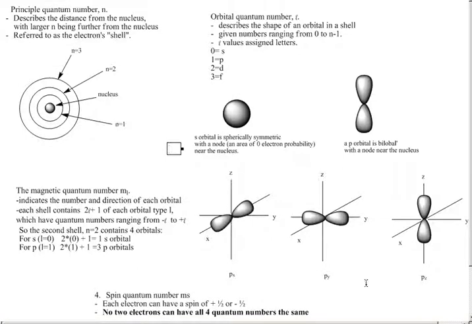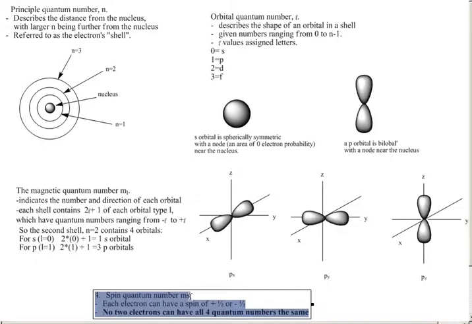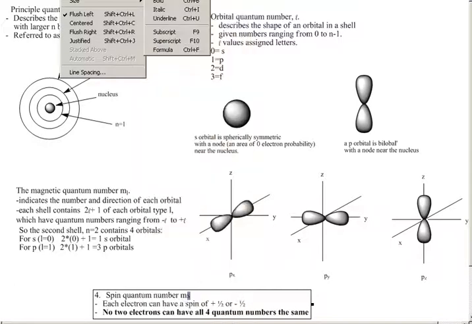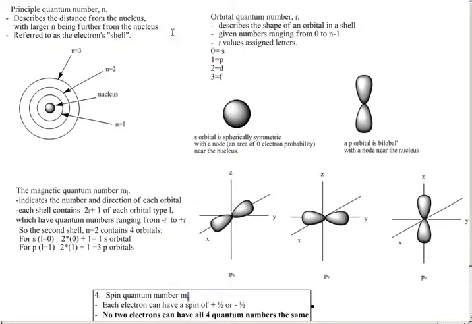And finally, the last quantum number is the spin quantum number. Again, this should be m sub s, so let me fix that and make it a subscript. Each electron can have a spin of plus 1/2 or minus 1/2. That's what the spin quantum number describes, the spin of the electron. And something we're going to talk about in more detail in another document is that no 2 electrons can have all 4 quantum numbers the same.